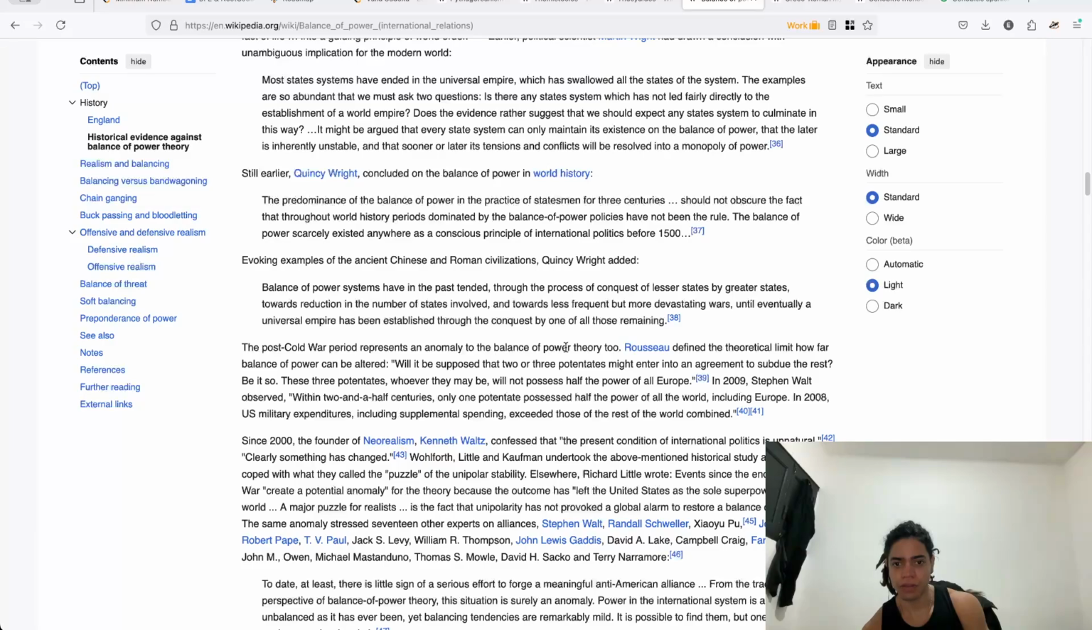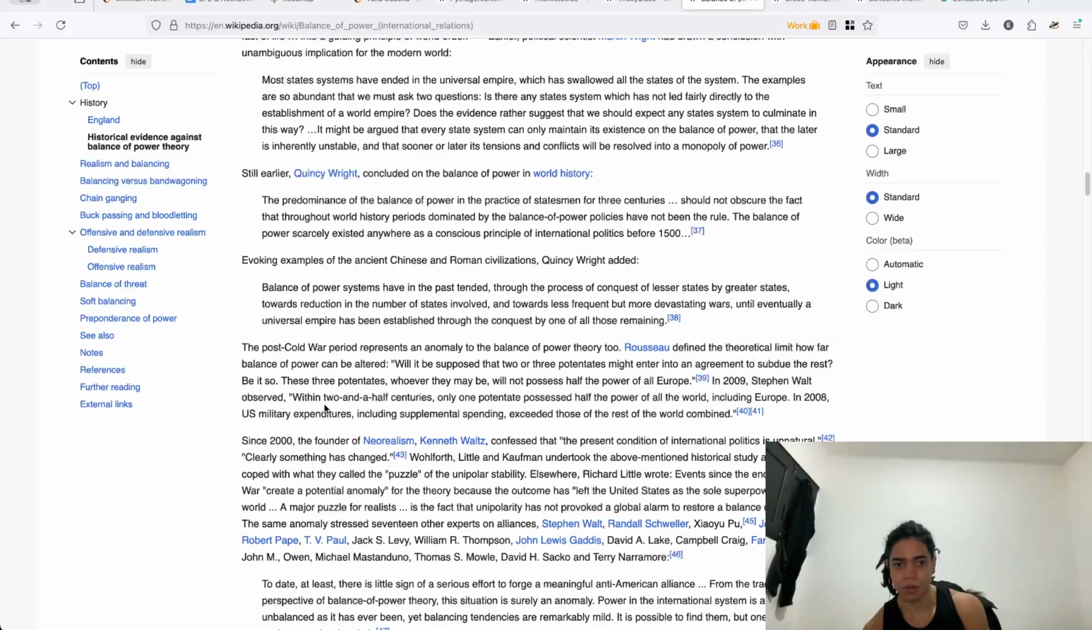To the balance of power theory too, Rousseau defined the theoretical limit of how far balance of power can alter. Will it be supposed that two of the three potentates might enter into an agreement to subdue the rest? Be it so. These three potentates, whoever they may be, will not possess half the power of all Europe.